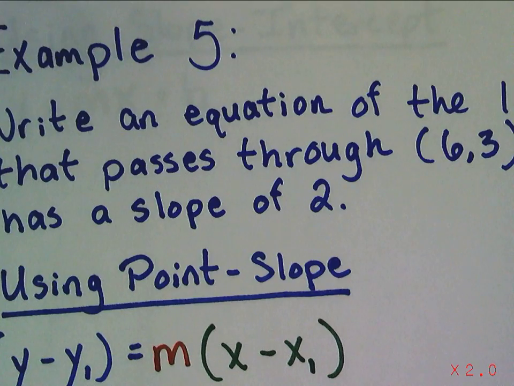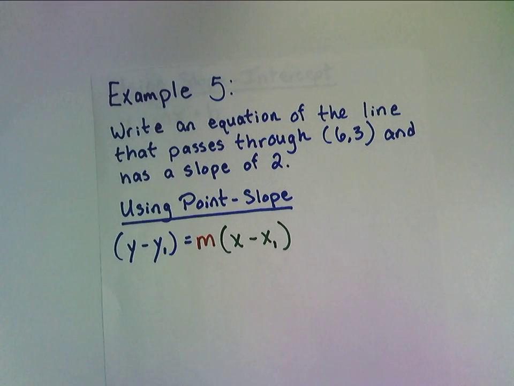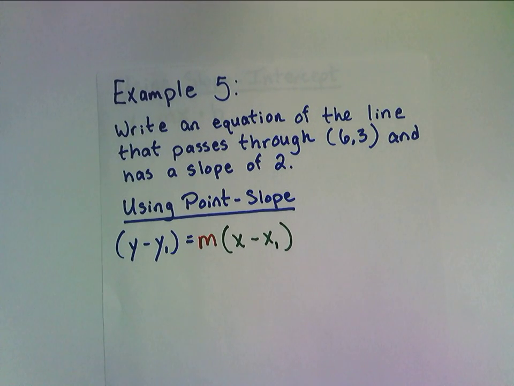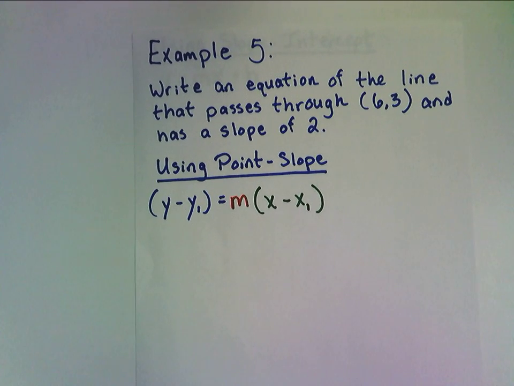Zoom out a bit here. Okay, so again, it says, example 5, write an equation of the line that passes through 6, 3 and has a slope of 2. The first equation we're going to use is point-slope form. Now this does come up in ALEKS, so you will need to know this. I would say that using this method will get you to slope-intercept a lot quicker than the second method that we'll use, but it's personal preference and you can use whichever one you want.